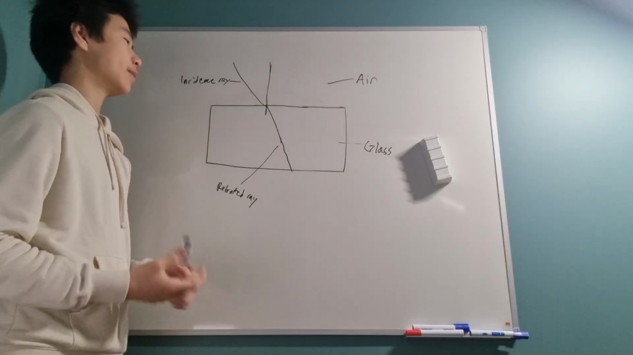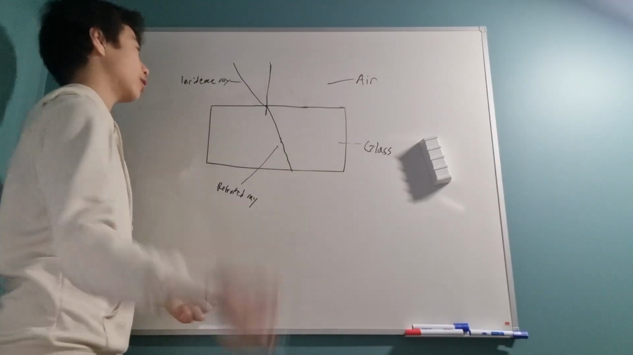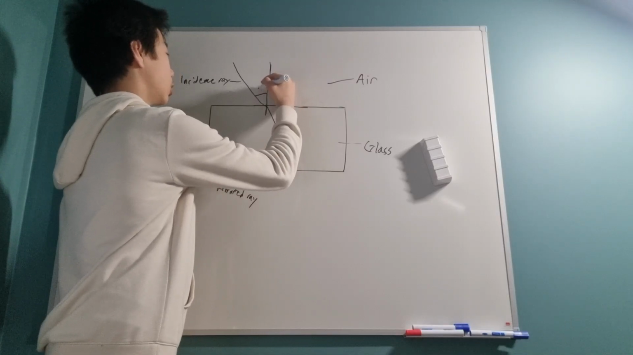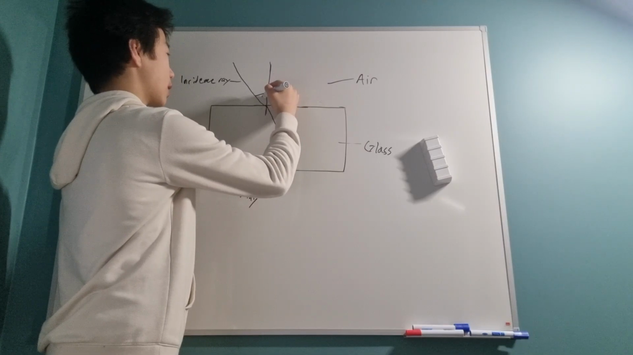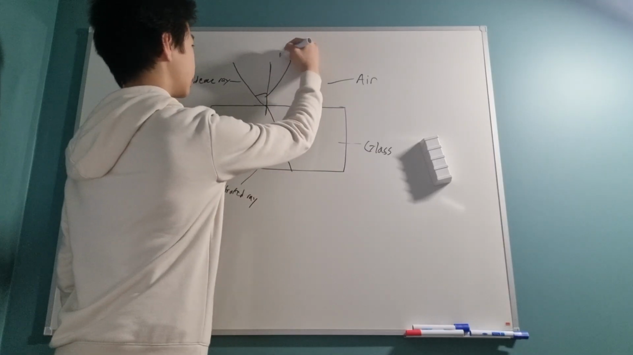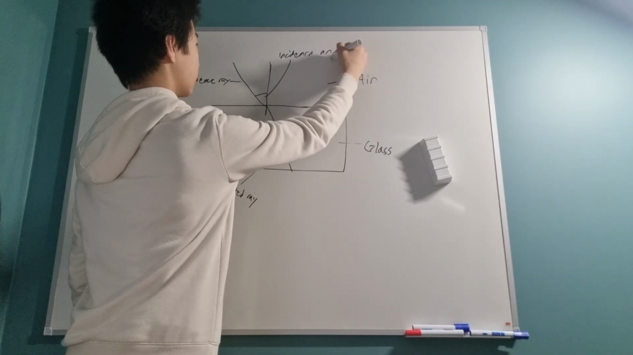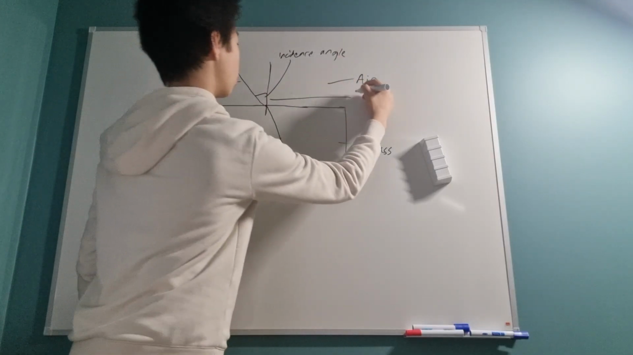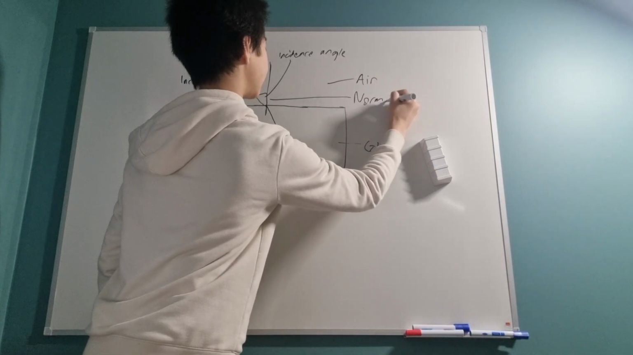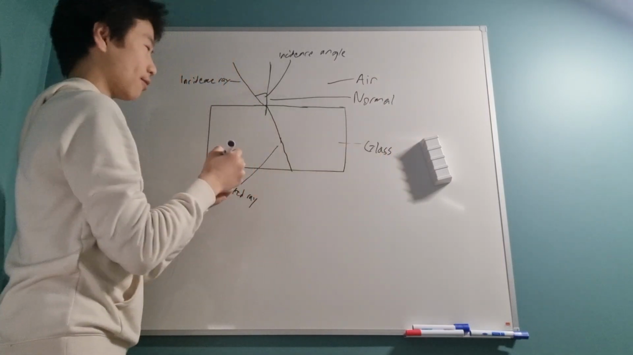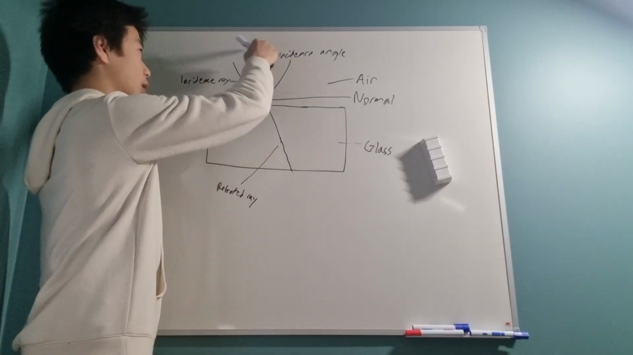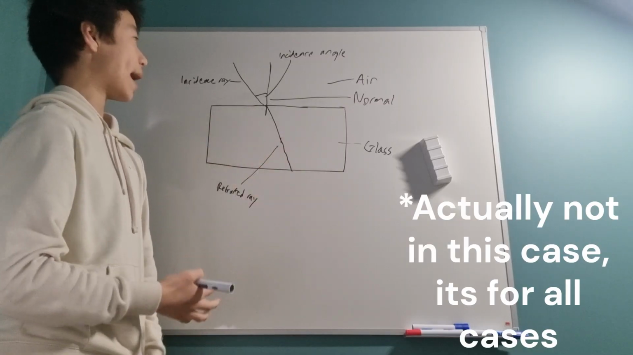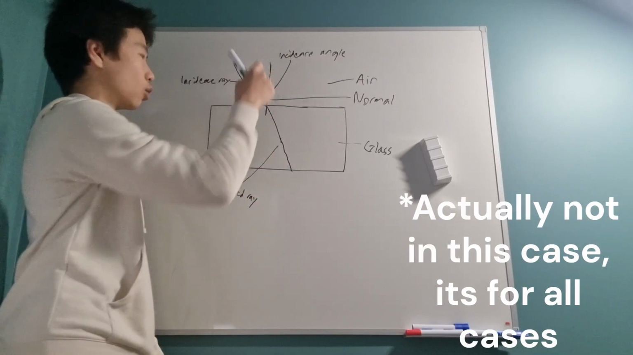Let's start with the refracted angle. No, the incidence angle. So this is the incidence angle, let's just say over here. As you notice, I am measuring towards the normal. So we have the normal, and in this case, the incidence angle is the angle formed by the incidence ray and the normal.